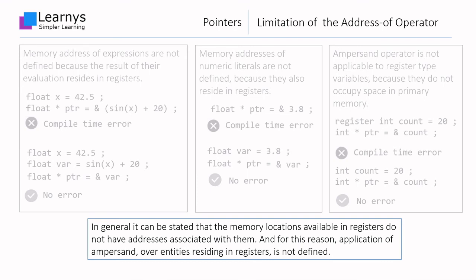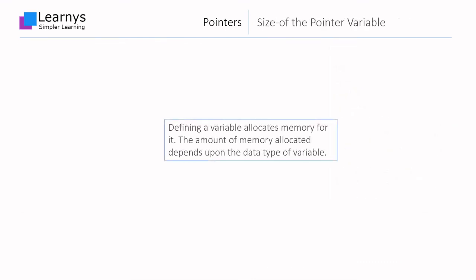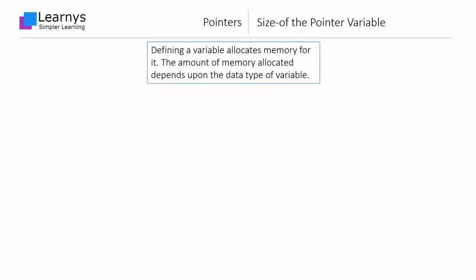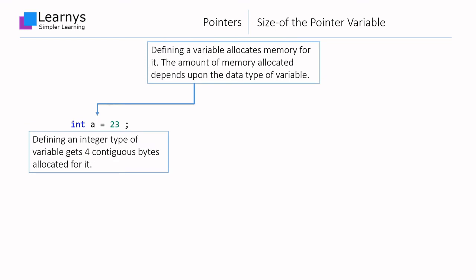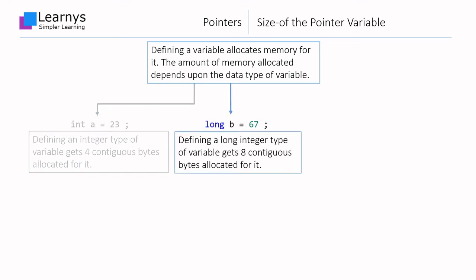Since pointers are also variables, they also occupy memory for getting stored. Let us try to understand the amount of memory consumed by a pointer type variable. Size of pointer type variable. Whenever we define a variable, the compiler allocates a certain amount of memory for it. The amount of memory allocated depends upon the type of data which the variable is expected to hold. For example, defining an integer type of variable gets 4 contiguous bytes allocated for it, and defining a long integer type of variable gets 8 contiguous bytes allocated for it.